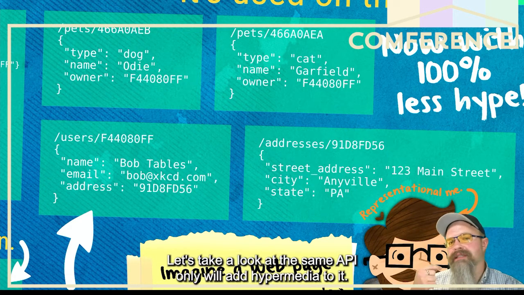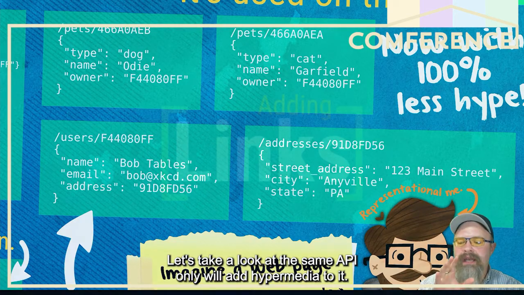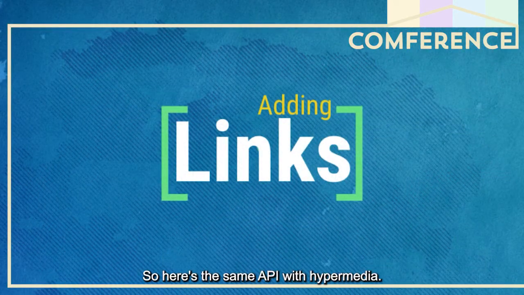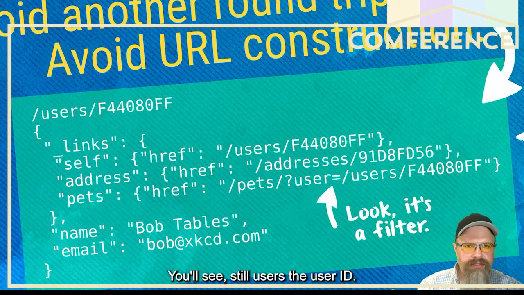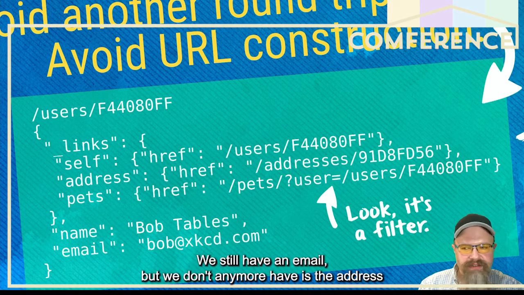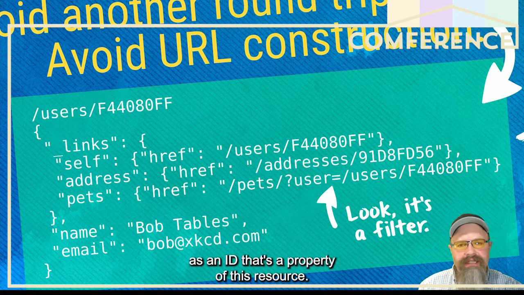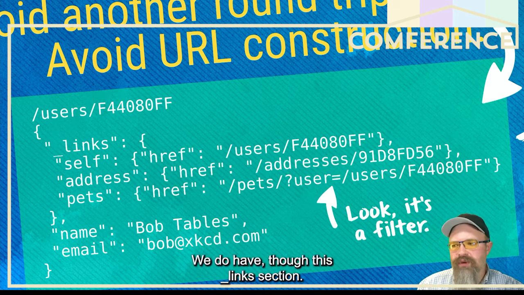Let's take a look at this same API, only we'll add Hypermedia to it. So here's the same API with Hypermedia. You'll see still users/the user ID. We still have a name, we still have an email. What we don't have anymore is the address ID as a property of this resource. We do have, though, this _links section.